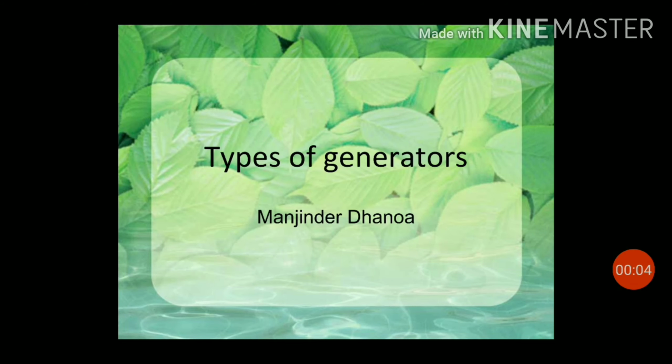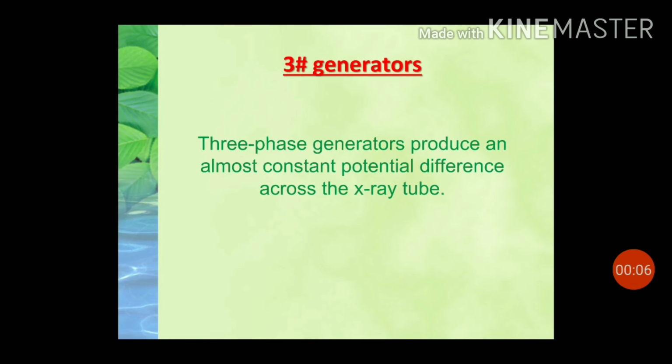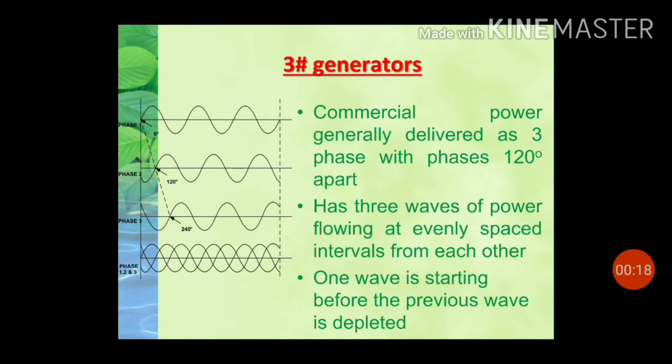So, type of generator. Three-phase generators produce an almost constant potential difference across the X-ray tube. Commercial electric power is usually produced and delivered by a three-phase AC generator.